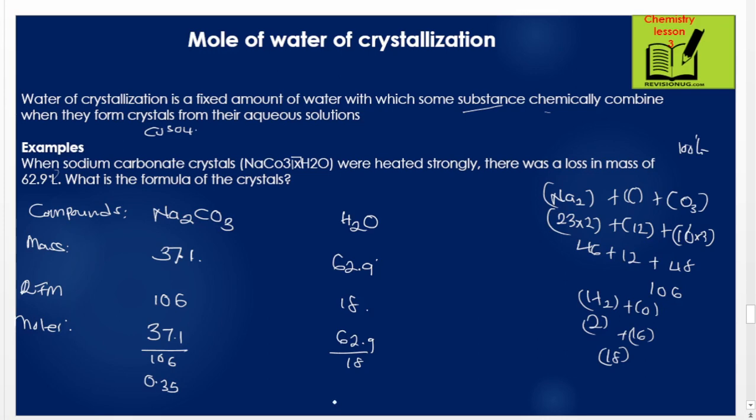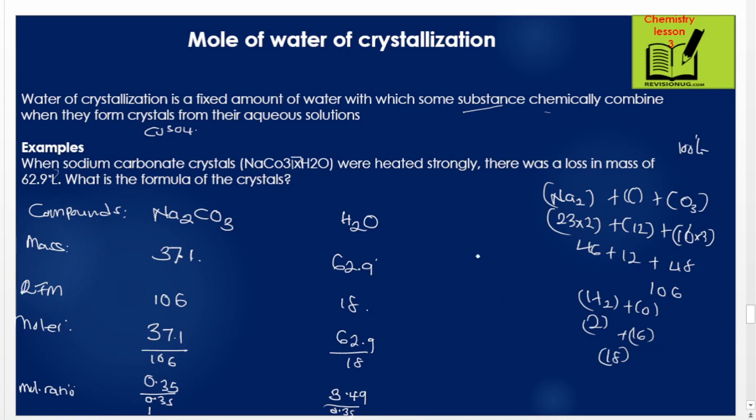This is giving us a 3.49. So we are getting the mole ratio. Remember we said that for the mole ratio, we take the smallest moles and divide them throughout. So 0.5 is the smallest, 0.5, and then here also 0.035. This is a 1. Then 3.49 divided by 0.35. This one gives us 9.8.